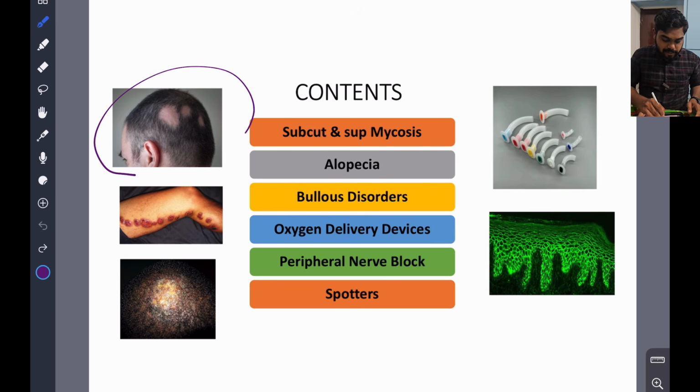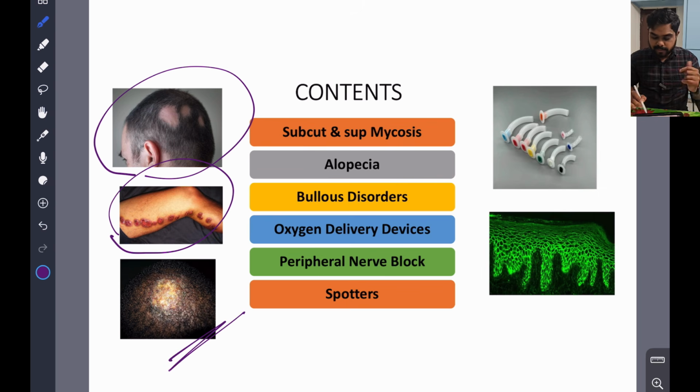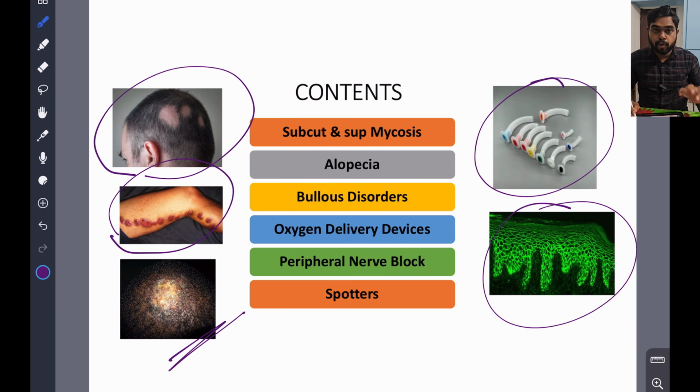Can you tell this? Yes, related to alopecia. Okay, what is this? Yeah, subcutaneous mycosis. We'll discuss that. What is this? Yes, this is also related to mycosis. What is this? In anesthesia, oxygen. Yeah, any intubation related? Yeah, it's Guedel airway. And this is immunofluorescence.